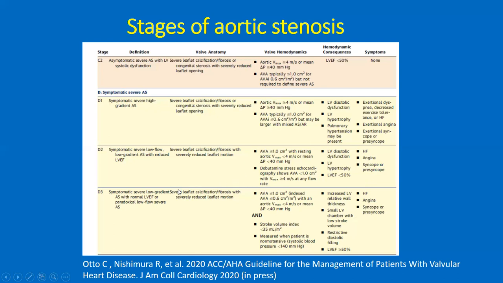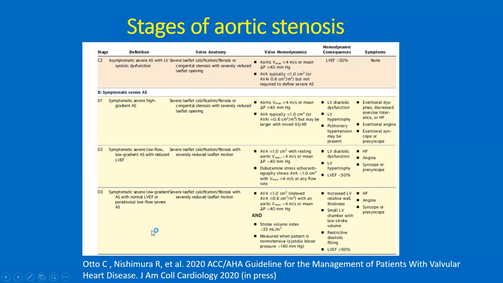Stage D3 is a relatively new stage, and patients are symptomatic. They have severe aortic stenosis, but they have low gradients and low flow with normal ejection fraction. And this is a paradoxical low flow severe AS.